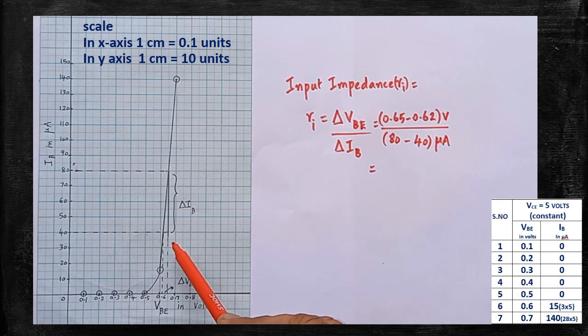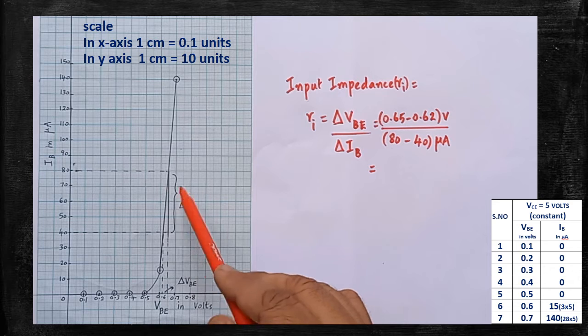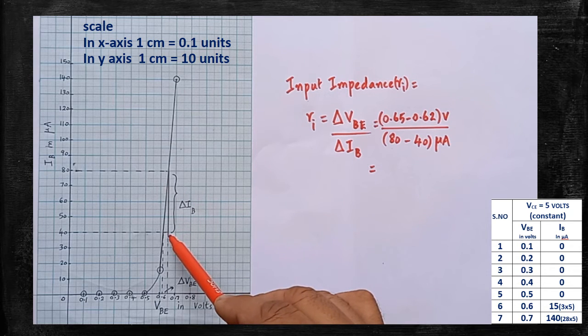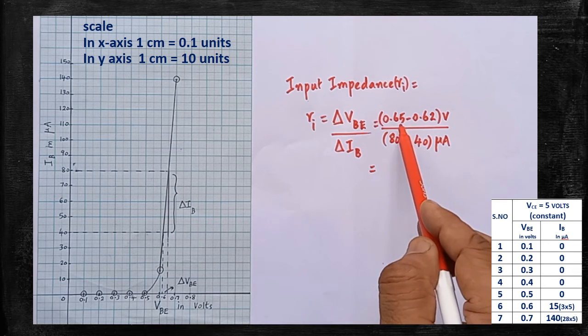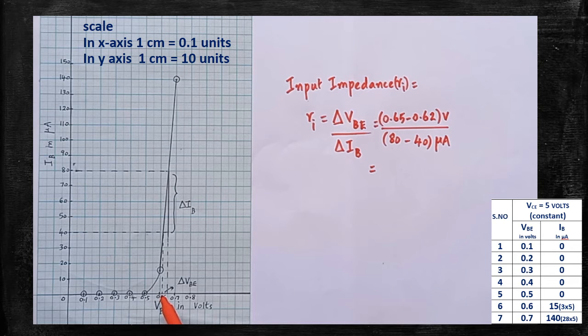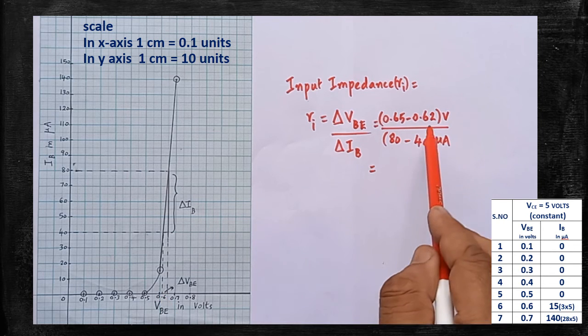Look at the graph. To find del VBE, find the maximum value. After plotting the values, you have to draw the slope. I have drawn the slope here. Just extend the line towards the x-axis. This is the maximum value of VBE. After intersection you will get the maximum intersecting point here. What is the maximum value here? 0.65. And look at the minimum intersection value: there you will get 0.62.